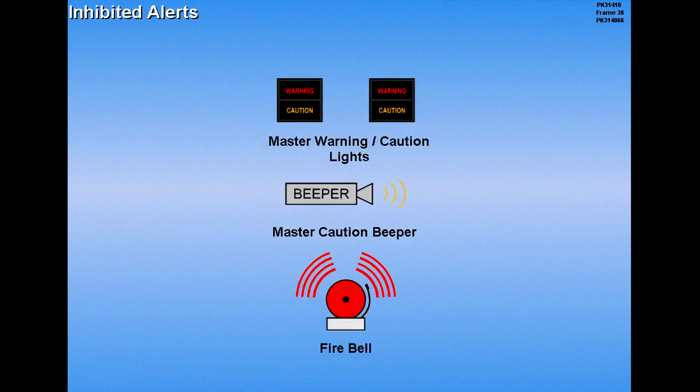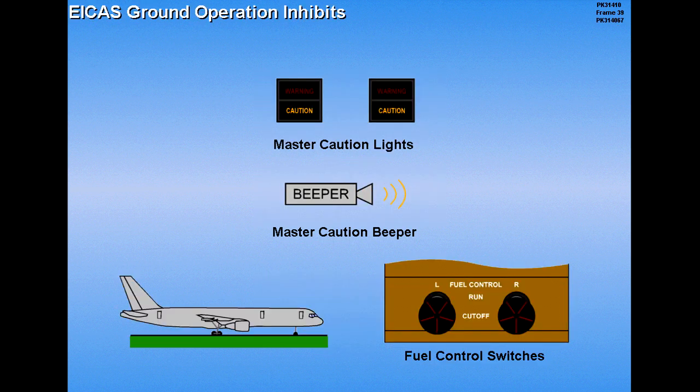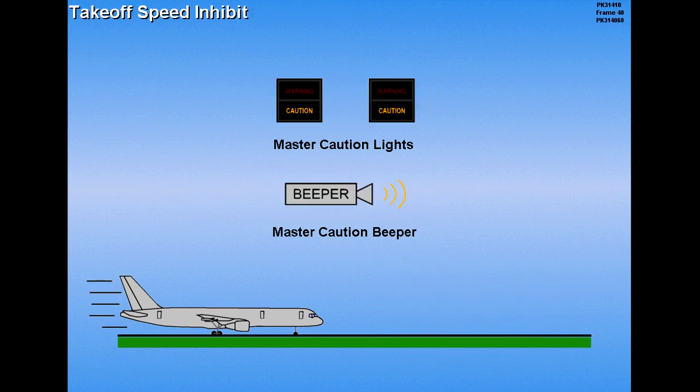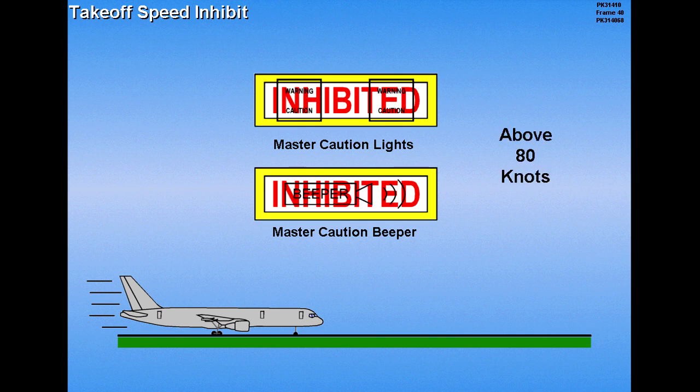During certain conditions, the master warning caution lights, the caution beeper, and the fire bell are inhibited to prevent distractions. During ground operations, with the fuel control switches in the cutoff positions, the master caution lights and the beeper are inhibited. These caution alerts are also inhibited during takeoff above 80 knots.